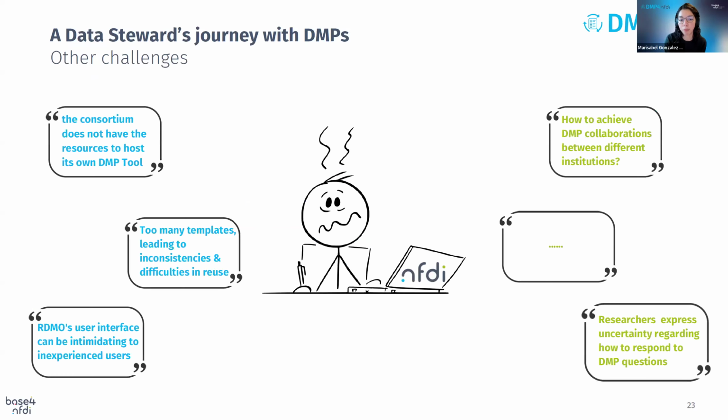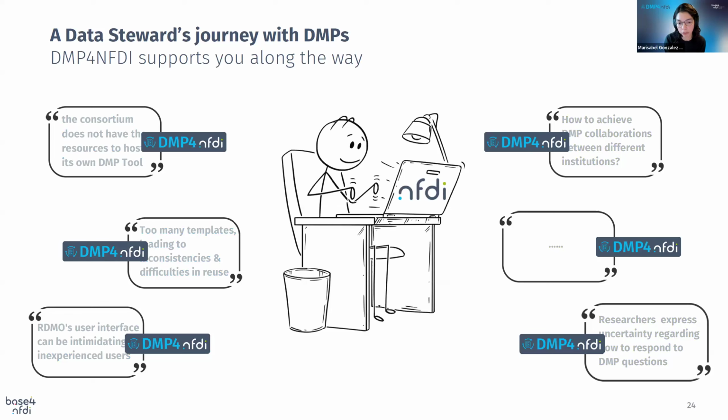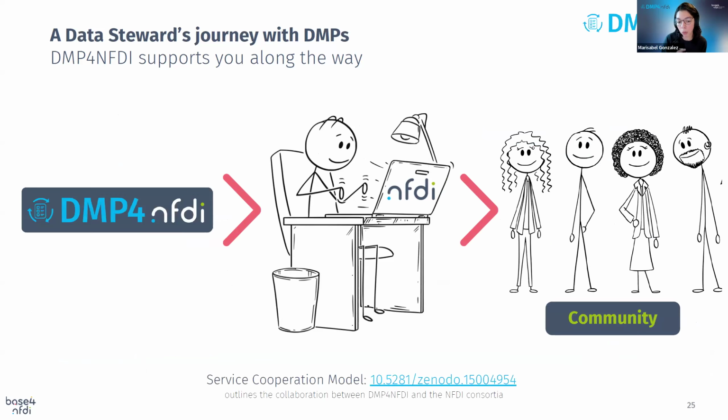So if you remember all the problems or challenges that the data steward has at the beginning, we tackle all of them, or most of them, directly, or we support you by tackling them. That means we actually support the NFDI consortium, but the consortium is the one supporting their communities. We have created a service cooperation model that outlines how we work together, which are the responsibilities, not only from our side, but also from the consortium side.